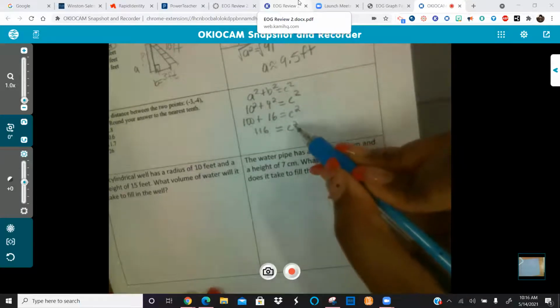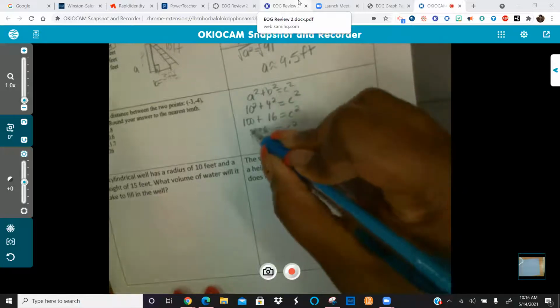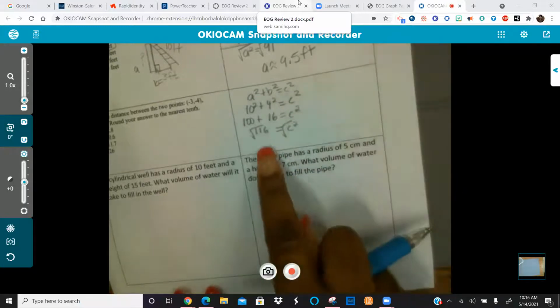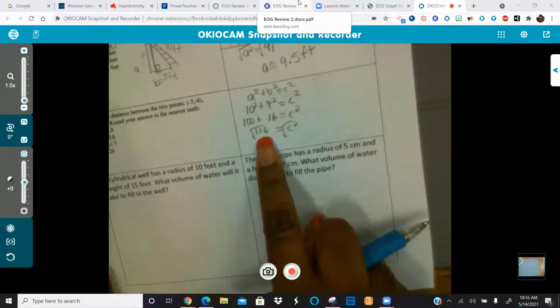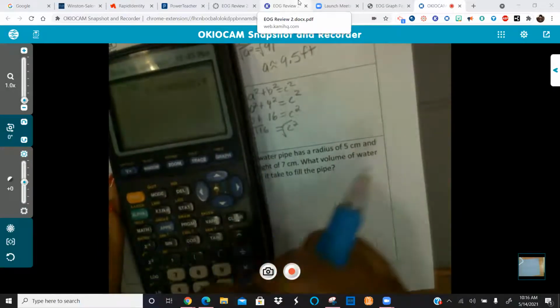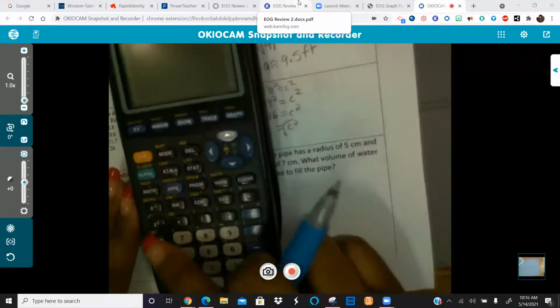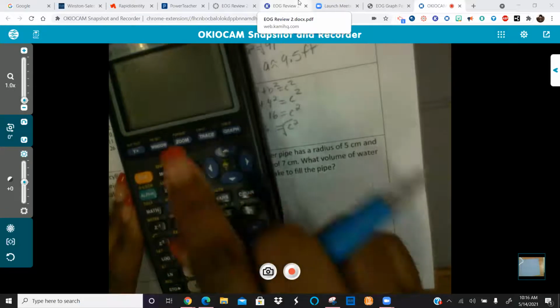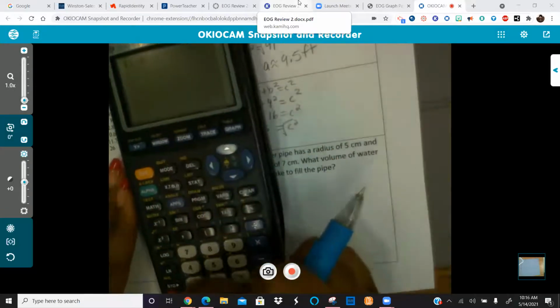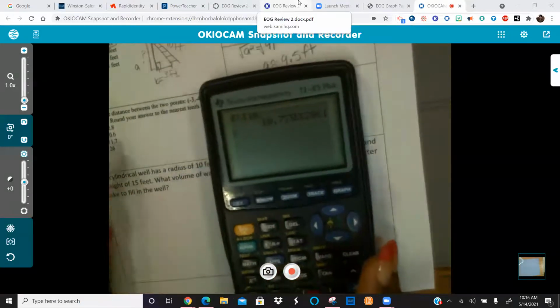Now, again, do you remember how we get rid of the squared? What's the opposite of squaring a number? Finding the square root. So now we have to type in the square root of 116. Remember the second button, x squared, that gives you square root, and we're going to type in 116. Press enter. And it says round to the nearest 10th place.